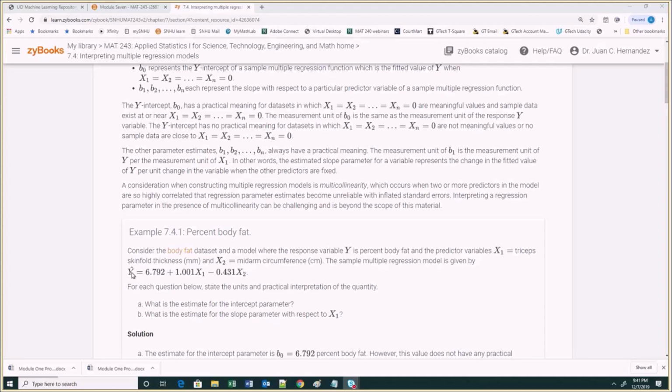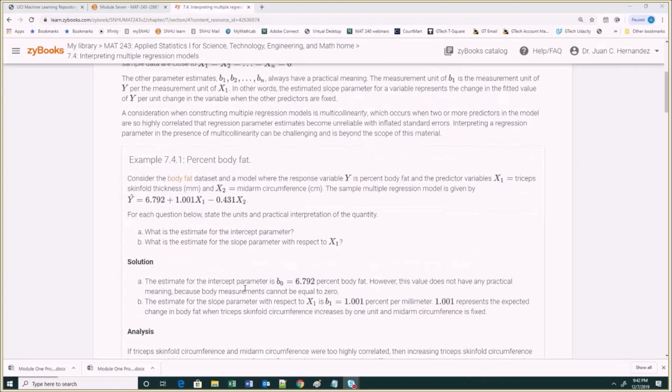So y hat again is the predicted y equals 6.792 plus 1.001 x1 minus 0.431 x2. Now, first things first, recall that this 6.792 is the y-intercept. 1.001 is the slope for the variable x1, and minus 0.431 is the slope for variable x2. Now, the questions are, for each question below, state the units and the practical interpretation of the quantity.